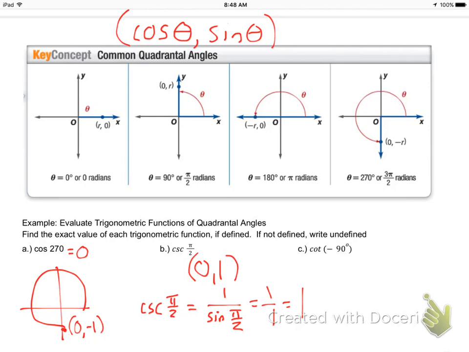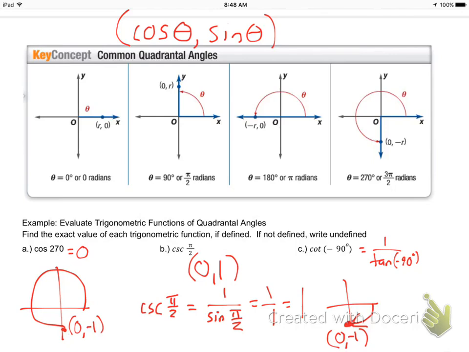Cotangent, I don't like cotangent either. So what should I replace cotangent with? With tangent, but it's not tangent, it's 1 over the tangent of negative 90 degrees. Wait, where's negative 90? It's going backwards, it's going down, right? So therefore I would have to be here. Negative 90. So that gives me that point again of 0, negative 1.